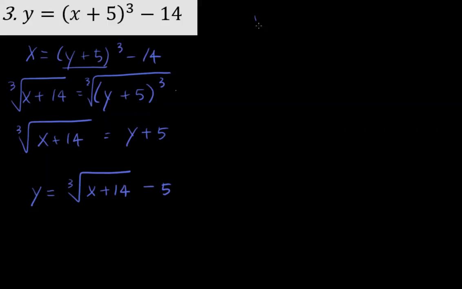The cube root function, like, I'm messing up there. X to the third, its inverse is always going to look like f of negative 1 of x equals the cube root of x. It's always going to have that.